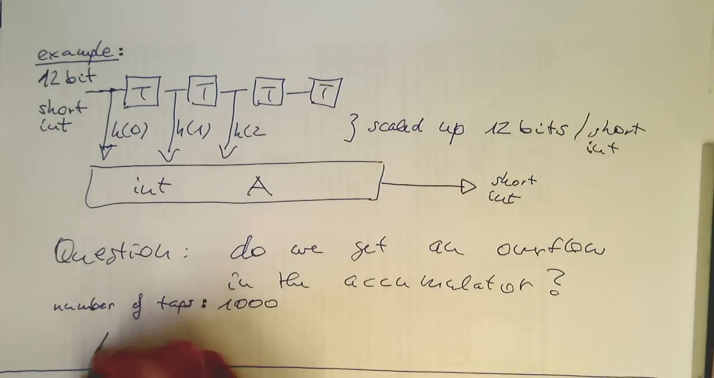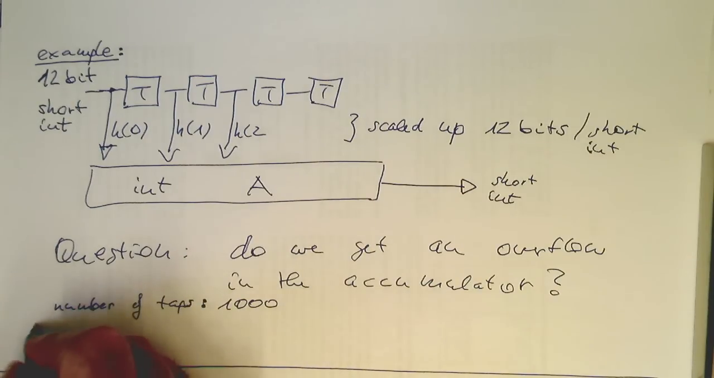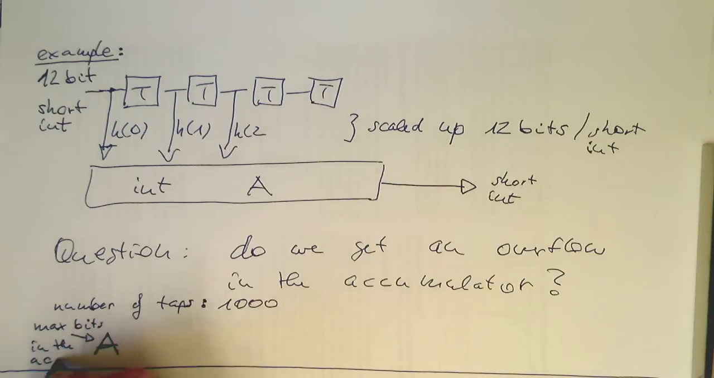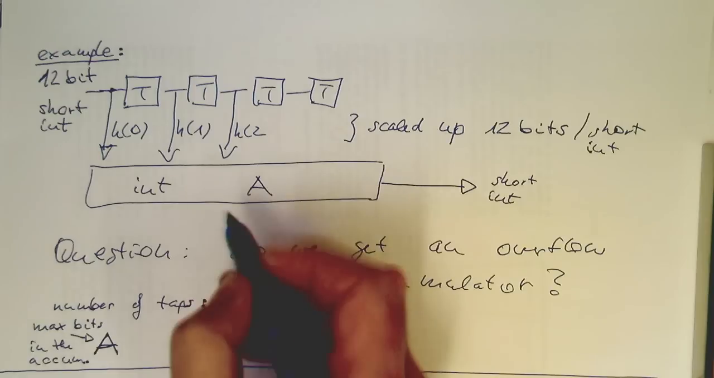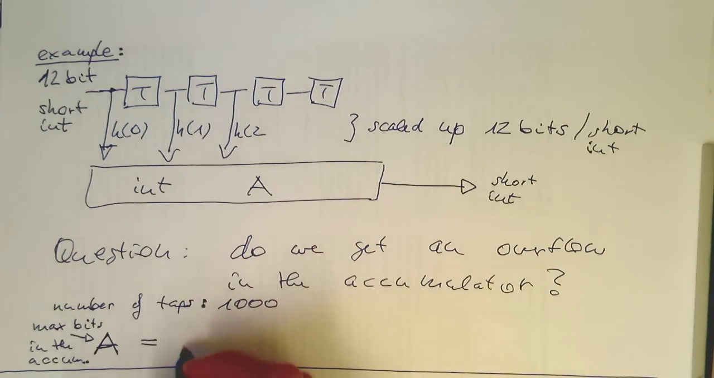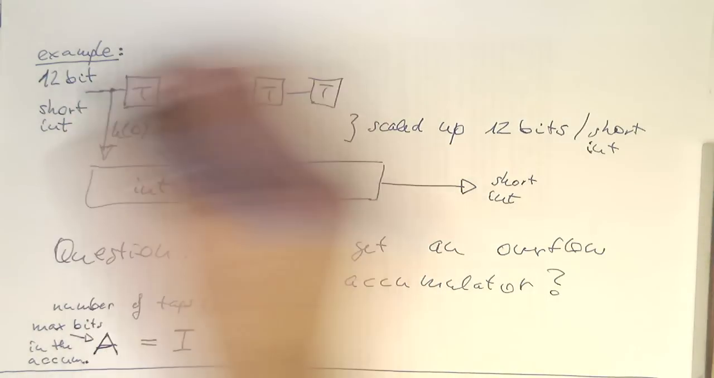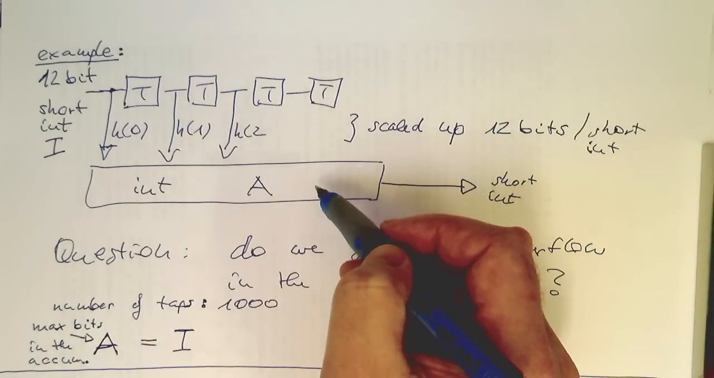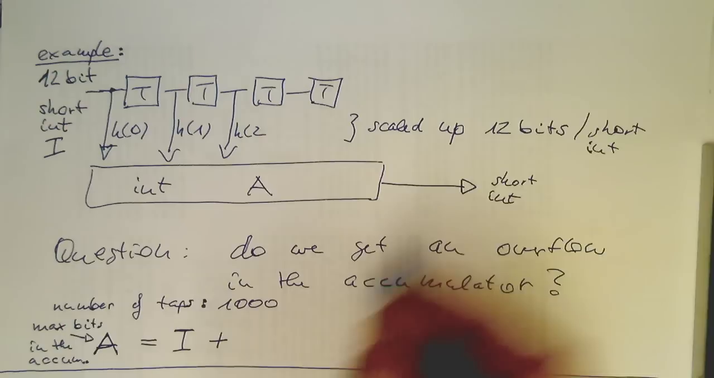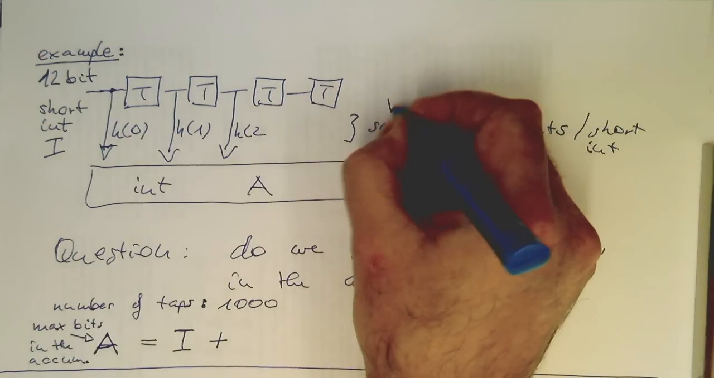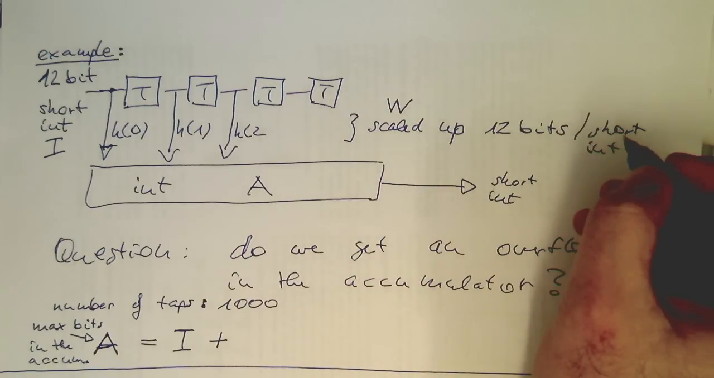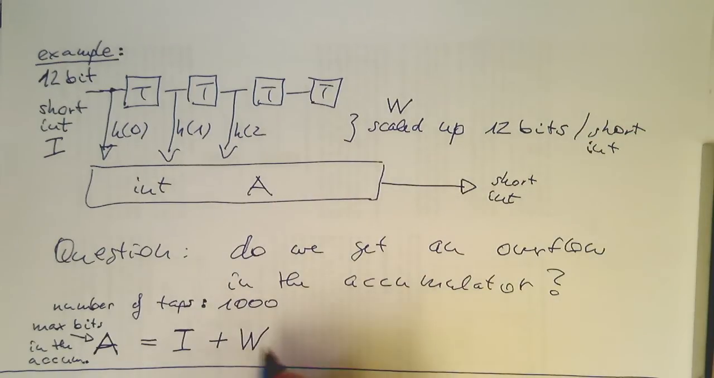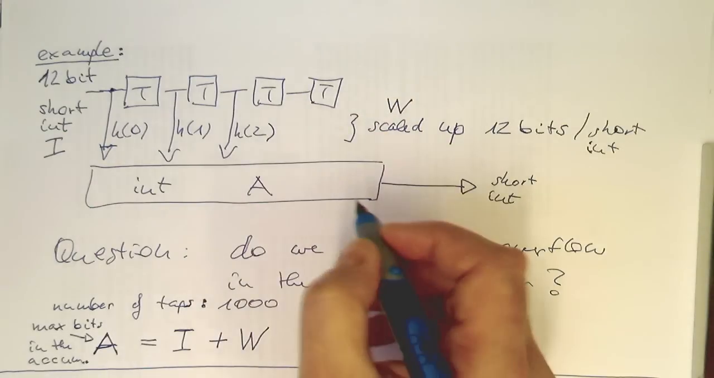So let's say this A here represents the bits we are getting in our accumulator, the maximum bits in the accumulator. So how many bits do we get? Obviously, our input bits, if we call this I, they are contributing to our bits. So we're getting 12 bits in the system here. Now the weights, if we scale the weights up, let's call this our scale factor W. Remember that's scaled up by 12 bits. We get another 12 bits through the scaling up of our weights.